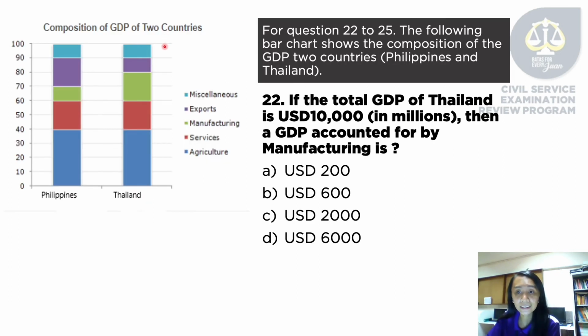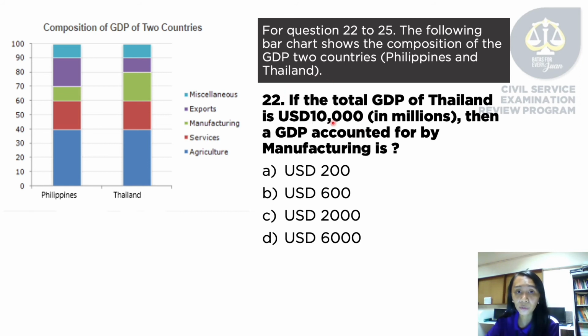Okay, so this is the last graph that we will be discussing in this module. For questions 22 to 25, the following bar chart shows the composition of the GDP of two countries, which is Philippines and Thailand. So let's answer question number 22. If the total GDP of Thailand is 10,000 US dollars, this is in millions, then the GDP accounted for by manufacturing is what? Okay, let us examine what is given.